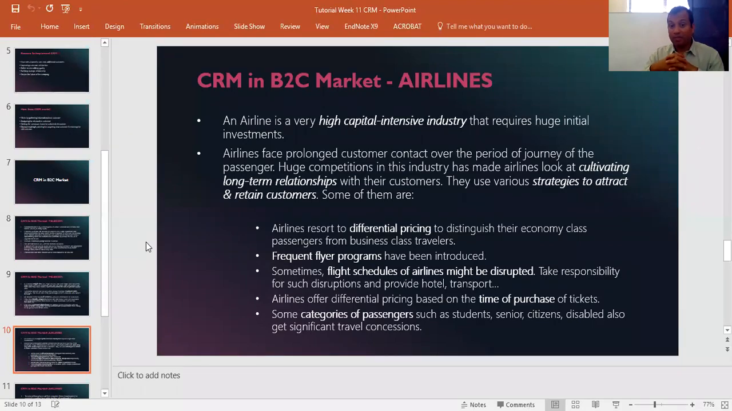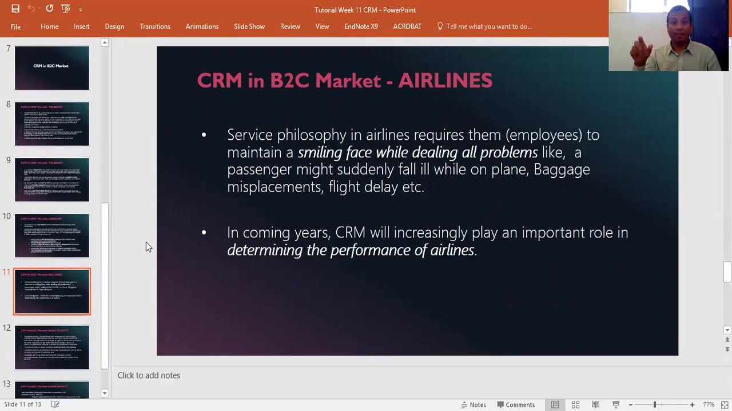Airlines offer differential pricing based on the time of purchase. Yes, well in advance, six months before, the prices are different, and just six days before you see the price is different. So it's differential pricing to retain the customer. Some categories of passengers, such as students, seniors and disabled, also get significant cost concessions. Not every airline, but as I said, some airlines are trying to give you this sort of concession. It's a kind of differentiating yourself from the others.